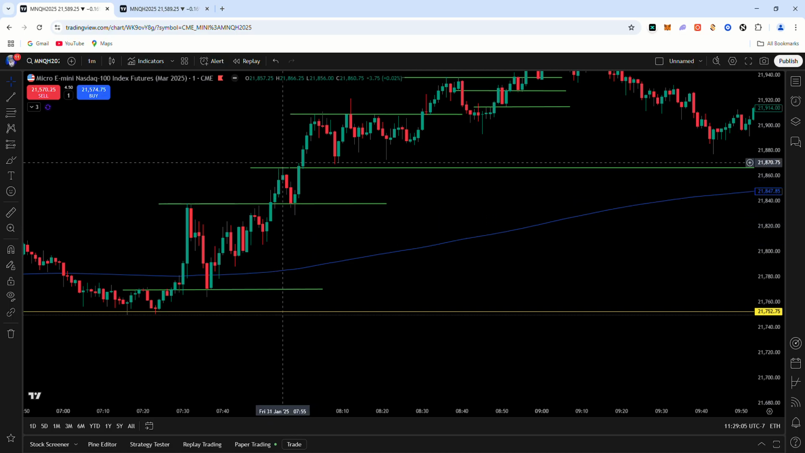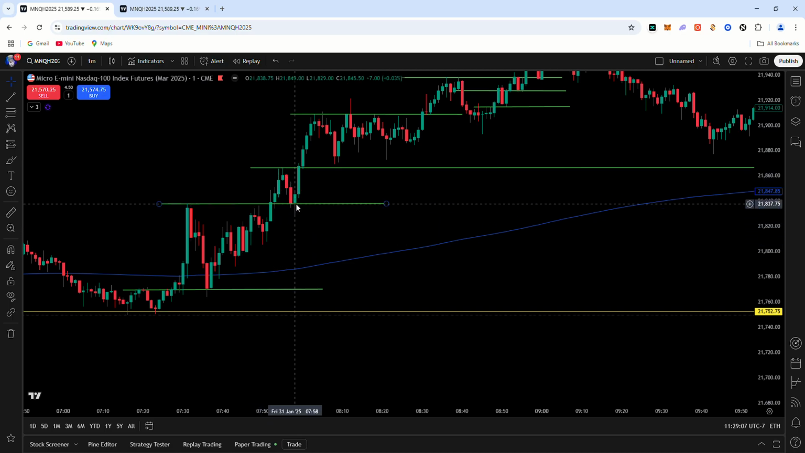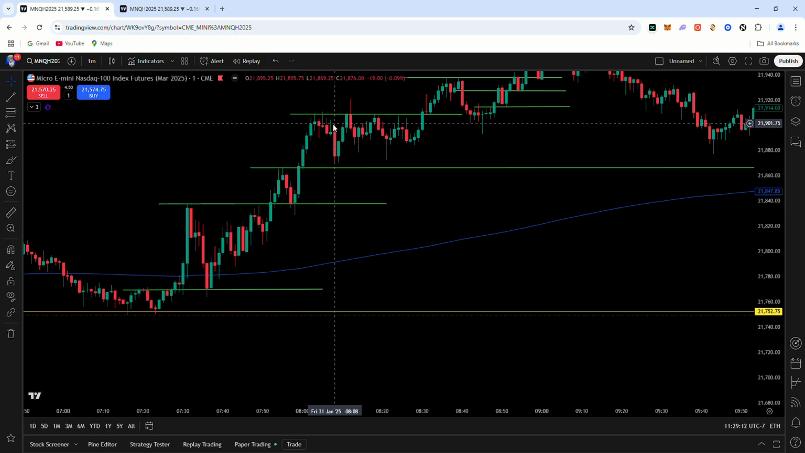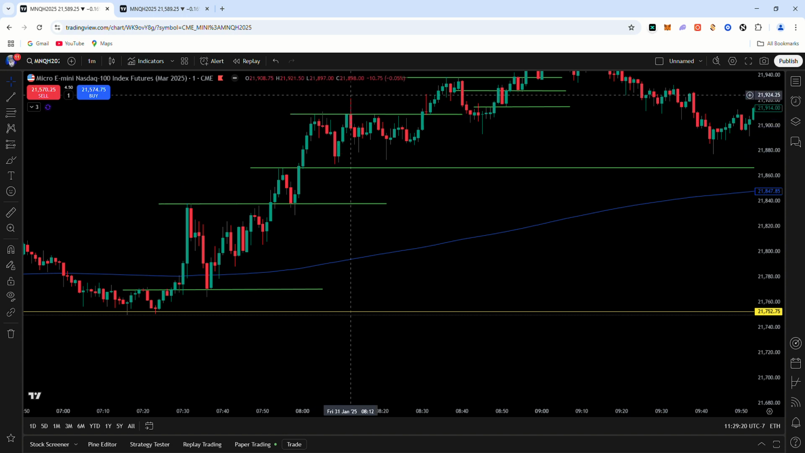Okay, so we got that break up. Retest. Very nice entry. Okay, broke this high. Came back down to retest this level. Spike back up.